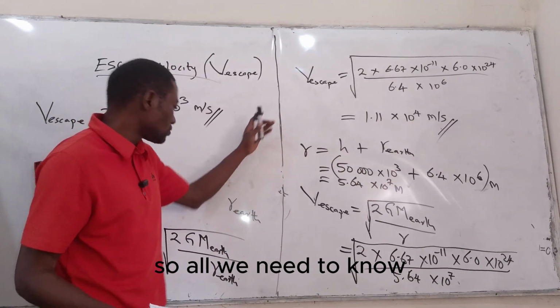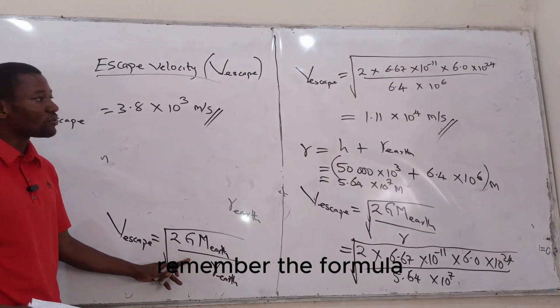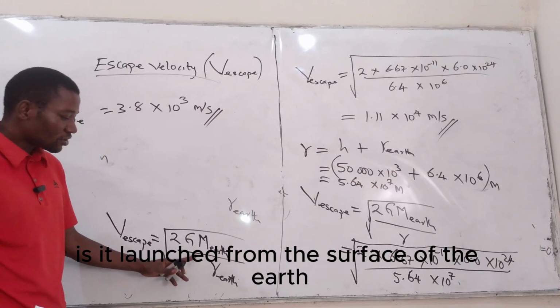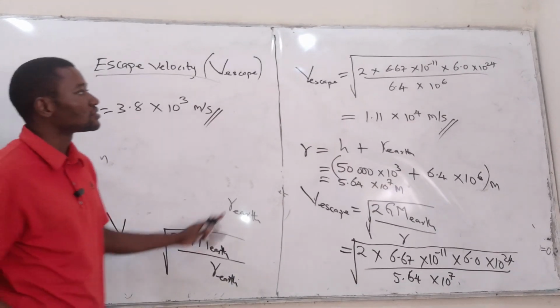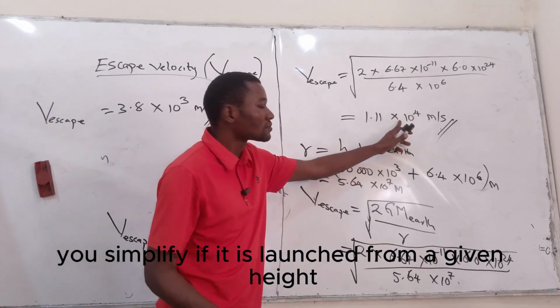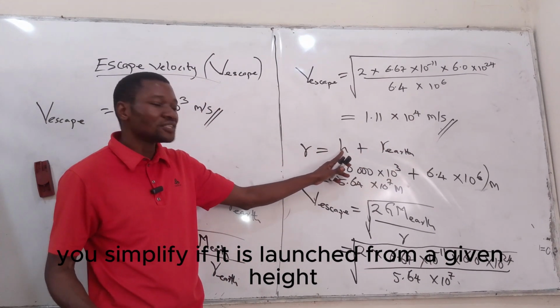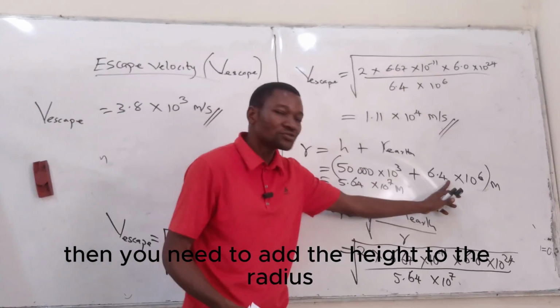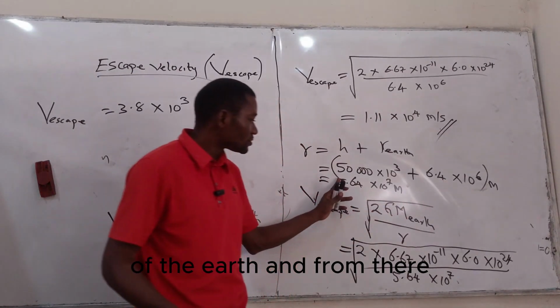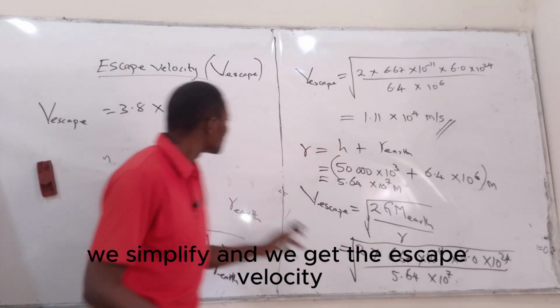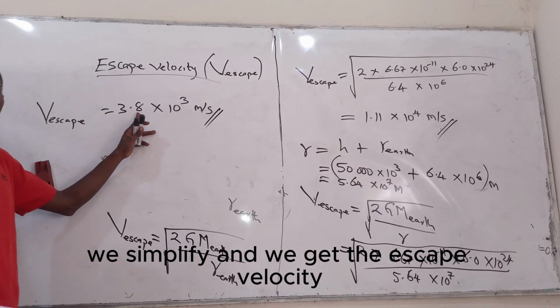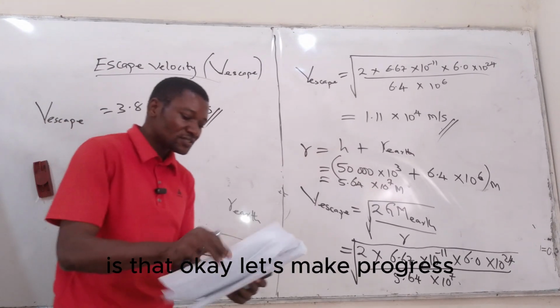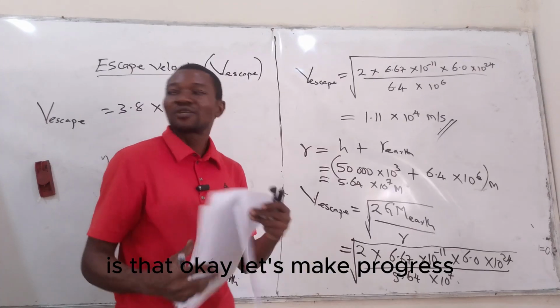So all we need to know is to remember the formula. Is it launched from the surface of the Earth? You simplify. If it is launched from a given height, then you need to add the height to the radius of the Earth. And from there, we simplify and we get the escape velocity. Is that taken? Okay, let's make progress.